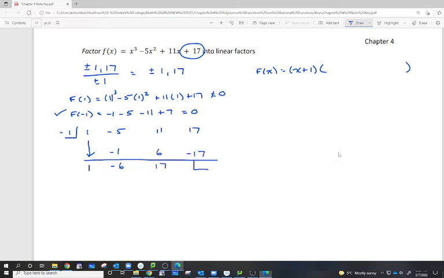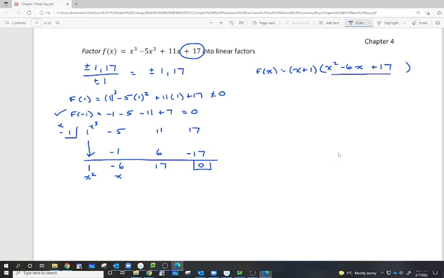Multiply, breath of fresh air, relief, exhale, I get a remainder of 0. Which means that when I did x cubed divided by x, I'm going to start with x squared, x, and then a constant. That's what's left. So when I divided that polynomial by x plus 1, I got x squared minus 6x plus 17. Now I'm down to a quadratic.